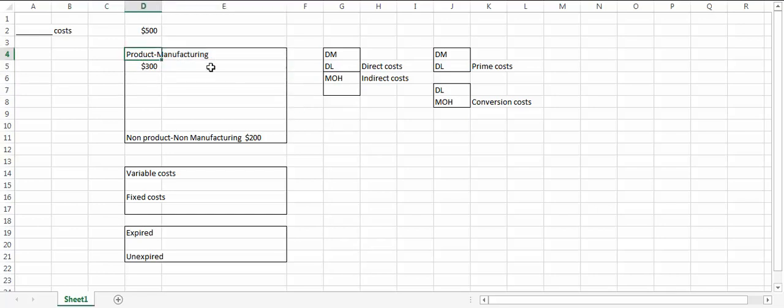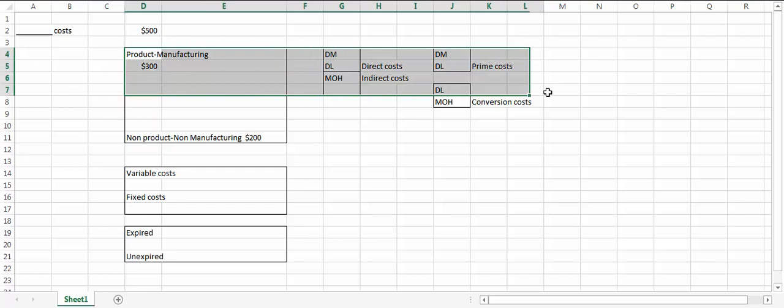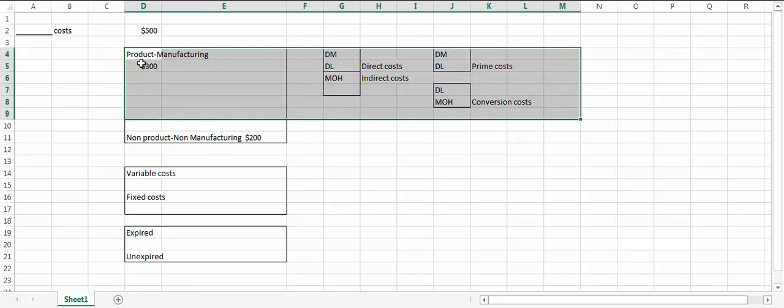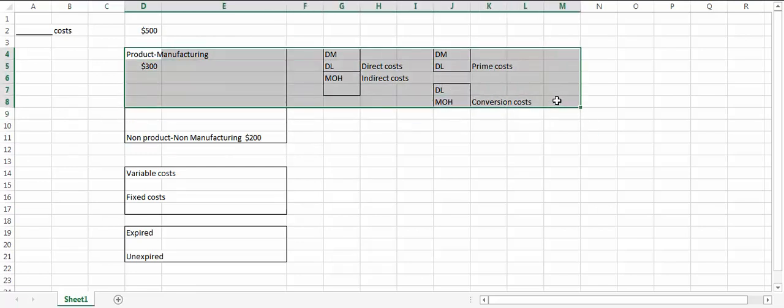So if we make this distinction of production related versus non-production related, keep in mind that the summation of that would be the $500 of total cost that we initially started out with. In terms of production costs, we could look at them from the perspective of whether the cost is direct to the cost object, or the item that we're manufacturing. And if it is, it's either direct materials or direct labor. Or if it's not easily traceable to the cost object, then we would classify it as manufacturing overhead.